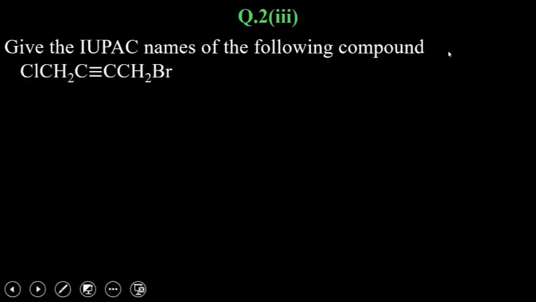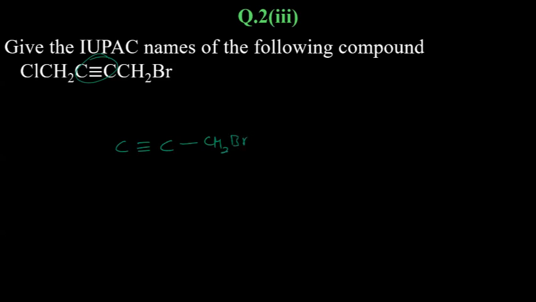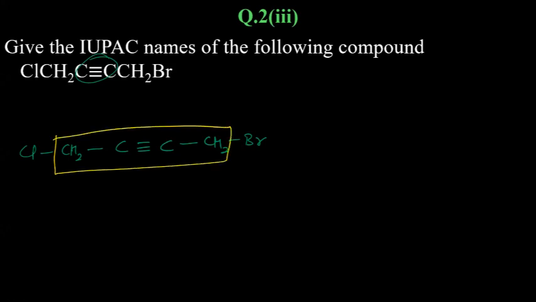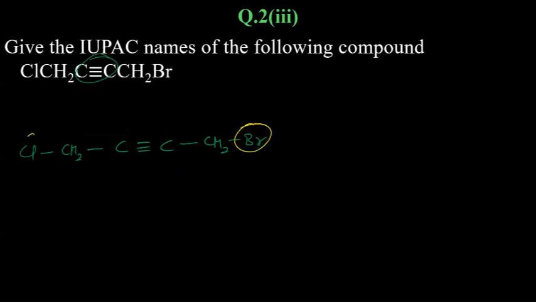Now the next one. Give the IUPAC name of following compounds. Now again, expand it. You have this triple bond C, triple bond C. To this you have CH2Br attached, and on the left hand side you have CH2Cl attached. Okay. So the longest chain will actually be this one. And numbering will start from the right side because bromine comes first, then chlorine.